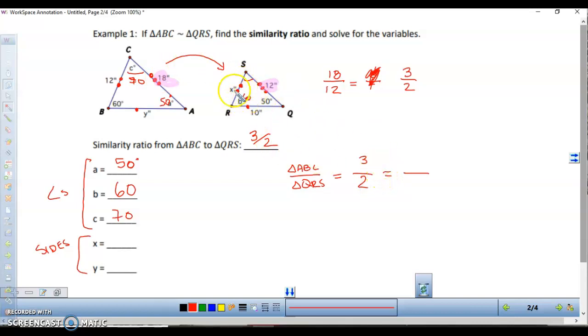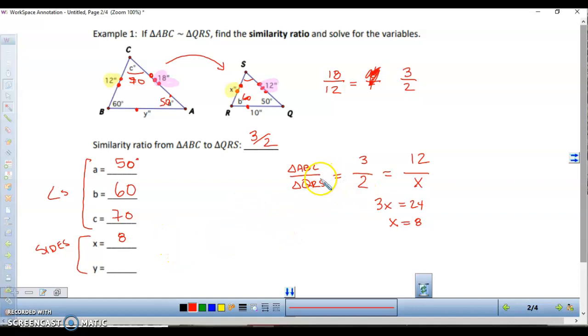And now to solve for x. Well, x is part of triangle QRS, so it's going to go on bottom. And the side length that corresponds to it in triangle ABC is side length BC, which is 12. So I got 3 over 2 equals 12 over x. And I'll solve this proportion by cross multiplication. I'm going to get 3x is equal to 24, so x is equal to 8. And again, the units are already there. When I substitute, it will give me 8 inches, so it's unnecessary. If you put inches, not a big deal though.